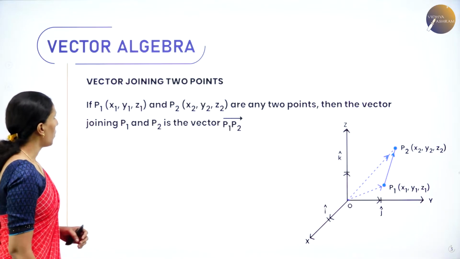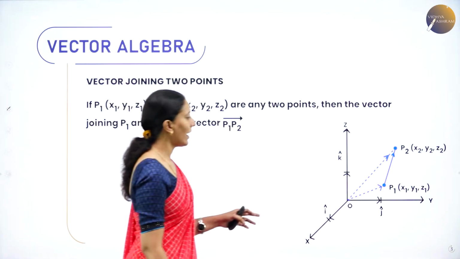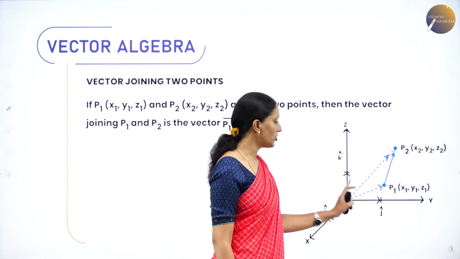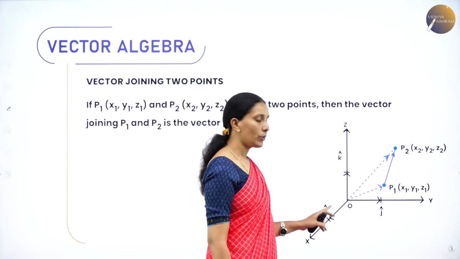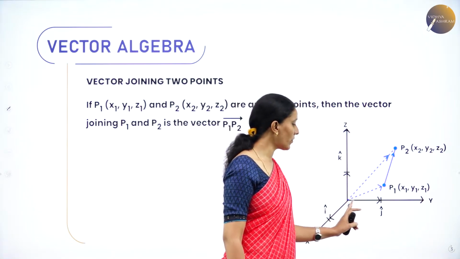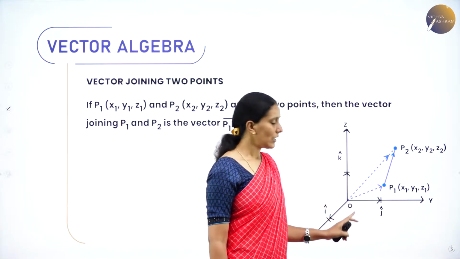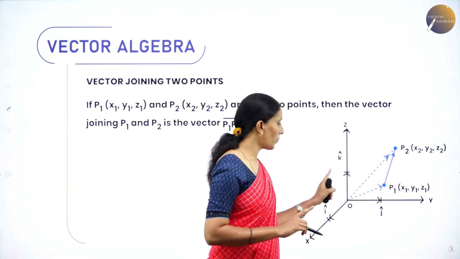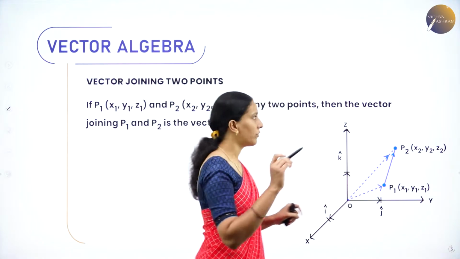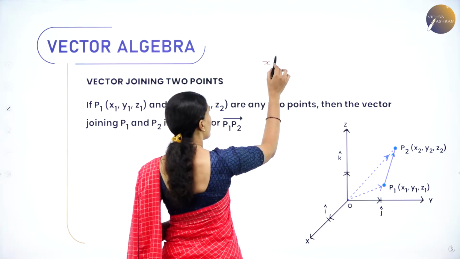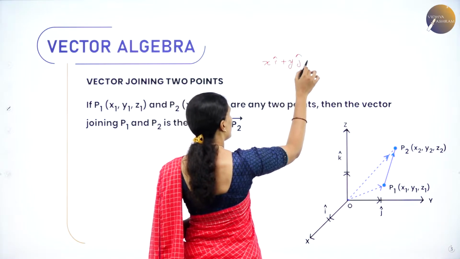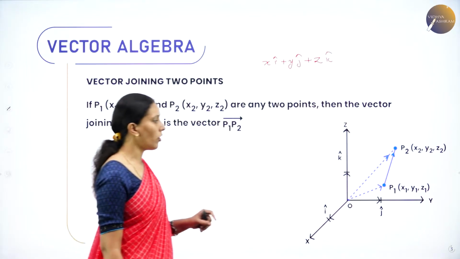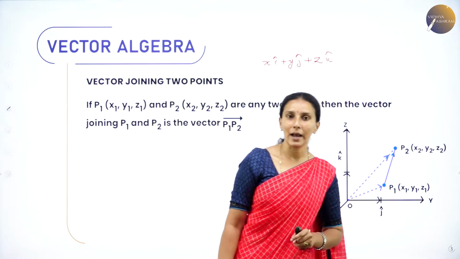Now let's see here, vector joining 2 points. So here I have taken a 3-dimensional axis. We have unit vectors i, j as well as k. That is, i is the unit vector along OX, j is the unit vector along OY, k is the unit vector along OZ, and we know that any vector with unit vectors can be written in the component form as xi plus yj plus zk. So this is how we are going to write the position vector of any point in a 3-dimensional plane.